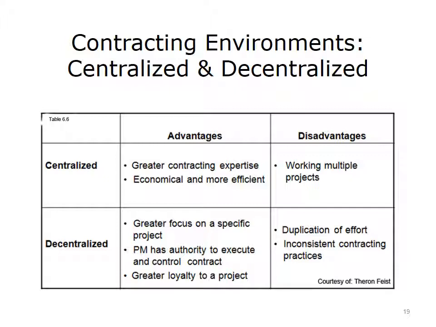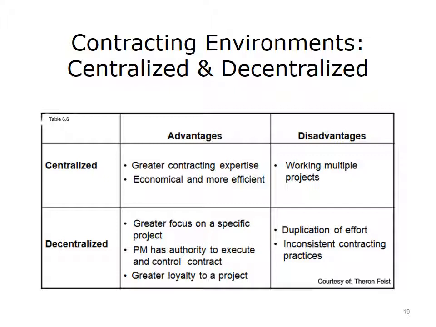Processes may be managed by the project manager, decentralized procurement, or by a procurement organization, centralized procurement. There are advantages and disadvantages to each of the contracting environments indicated in this slide. In a centralized environment where there is a procurement organization, the advantages may be greater contracting expertise and greater economies of scale and efficiency. Disadvantages may be that the centralized group may be working on many projects, and they may not prioritize your project the way you would as a project manager.